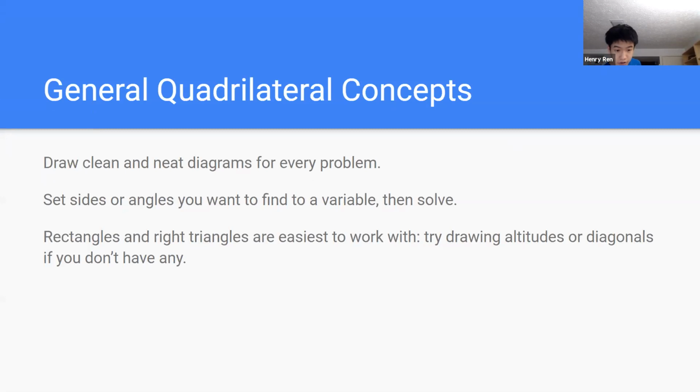All right, rectangles and right triangles are easiest to work with. Yeah, so you want to draw altitudes and diagonals constantly to find right triangles and rectangles, because those are the easiest figures to work with.